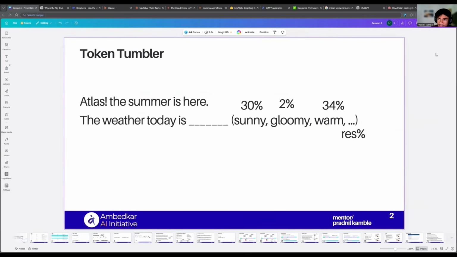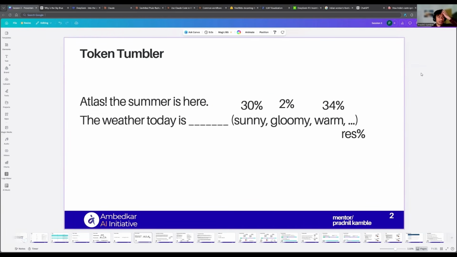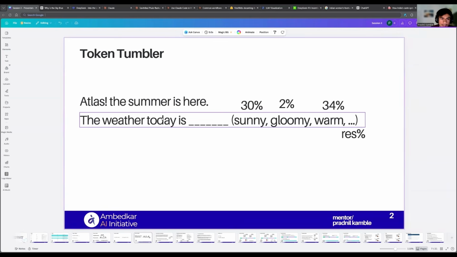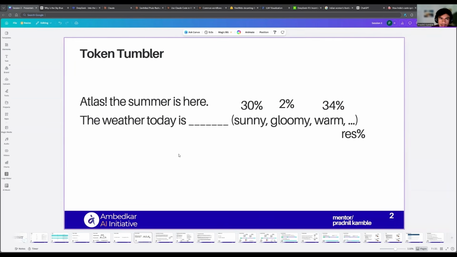So the point here is that we were successfully able to predict what would be the next word. We were able to predict what comes after this particular sentence based on the context that we had in the past, right?